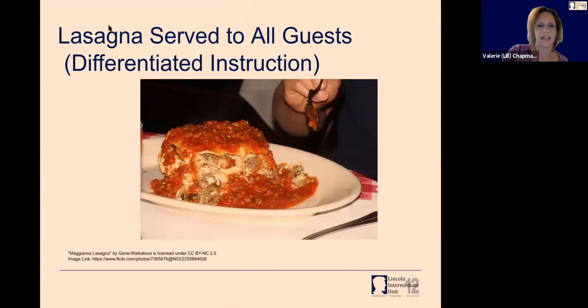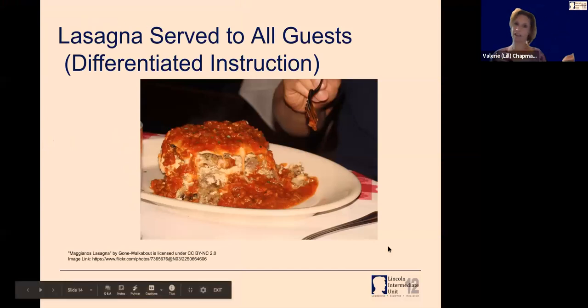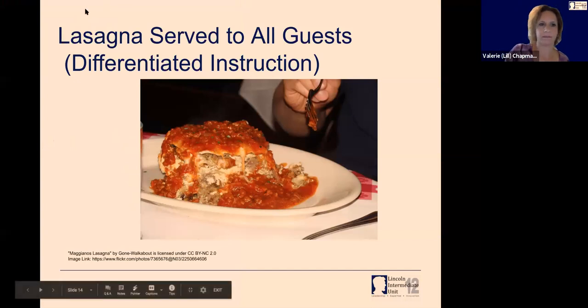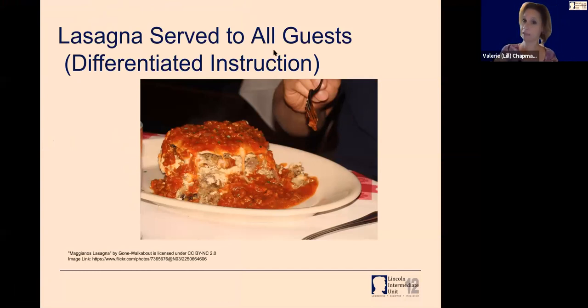So you're gonna serve lasagna to all guests. That's gonna be differentiated instruction in our example. Okay, so everybody, all 5 people that are coming to your house are getting your lasagna. And then we think about differentiated instruction. Okay, you give all students the same assessment. Now you know what levels they're at. Now you're going to differentiate.